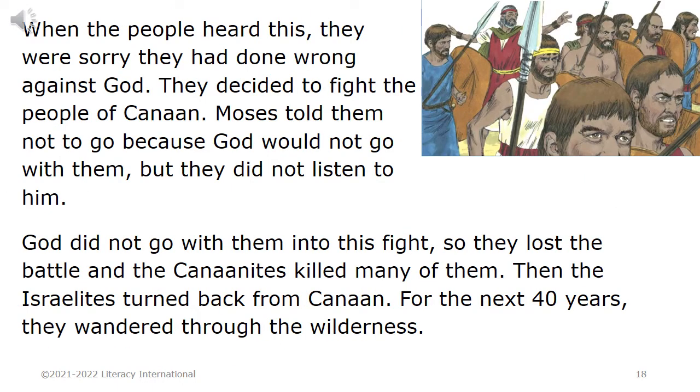When the people heard this, they were sorry they had done wrong against God. They decided to fight the people of Canaan. Moses told them not to go because God would not go with them, but they did not listen to him. God did not go with them into this fight, so they lost the battle, and the Canaanites killed many of them. Then the Israelites turned back from Canaan. For the next 40 years, they wandered through the wilderness.